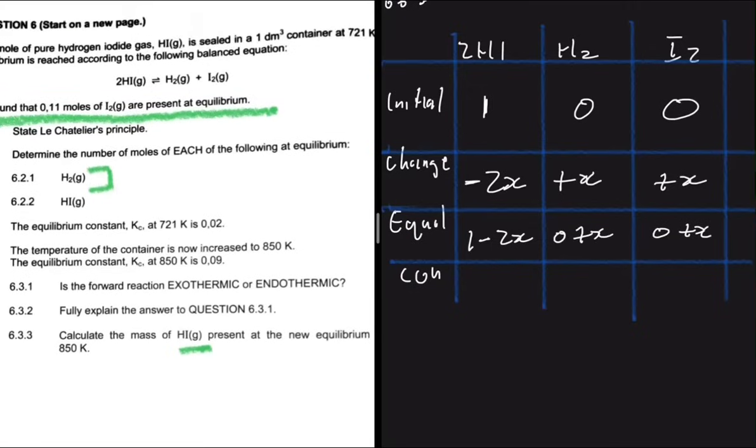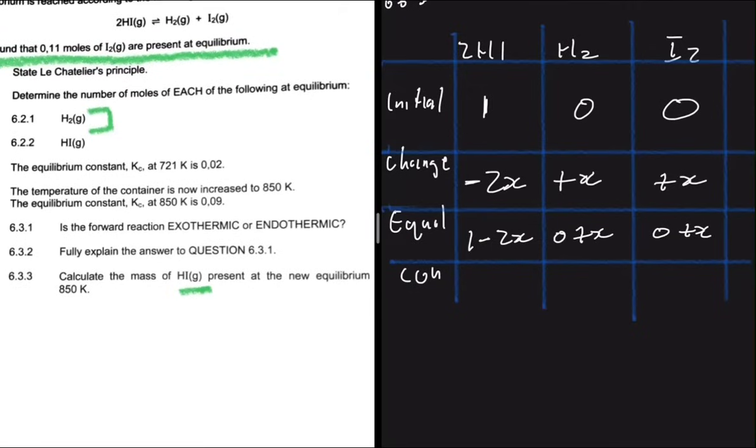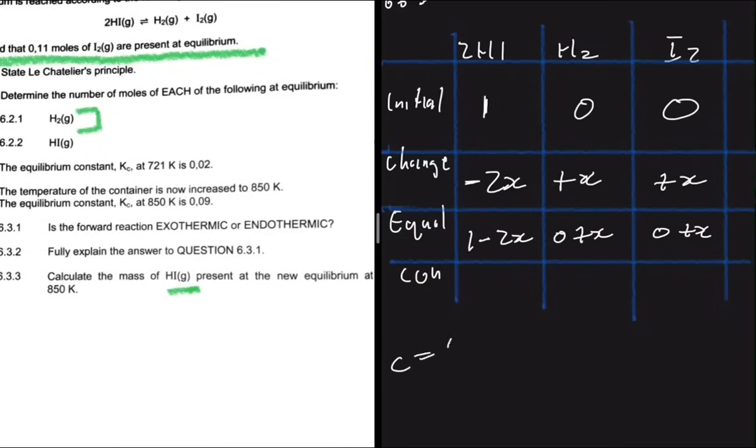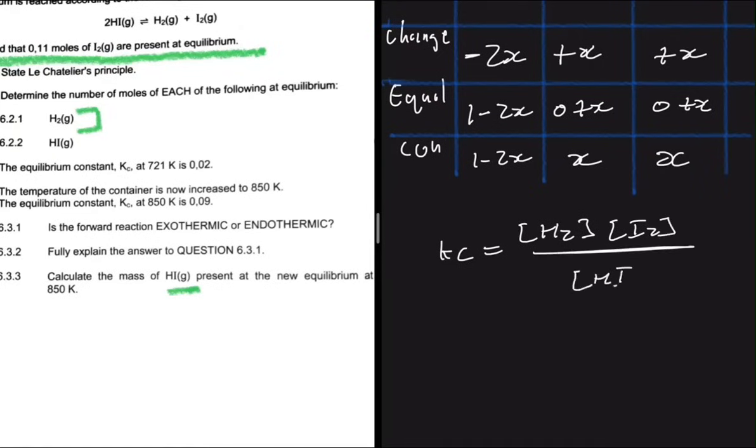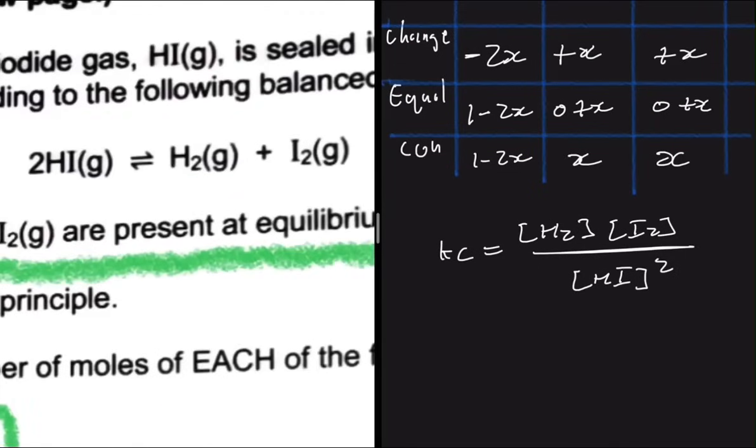And now we move to the concentration. The volume is 1, and we know that concentration is equal to number of moles divided by volume. So the concentration will just be 1 minus 2x, x, and x again. Now we have our concentrations at equilibrium in terms of x. We can set up our expression for Kc. It will be the concentration of H2 multiplied by the concentration of I2 divided by the concentration of HI squared. We're squaring that because our coefficient here is 2.